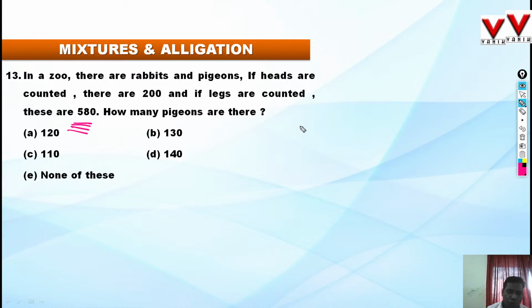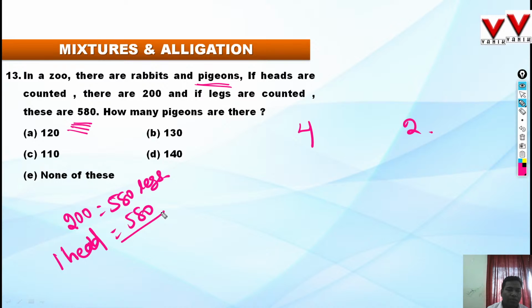One rabbit has 4 legs and one pigeon has 2 legs. But 200 heads, there are 580 legs. For one head, the number of legs is 580 divided by 200, the zeros cancel, 29 by 10, which means 2.9. 4 minus 2.9 is 1.1. 2.9 minus 2 is 0.9. This ratio 9x plus 11x is equal to 200. 20x is equal to 200, then x is equal to 10.